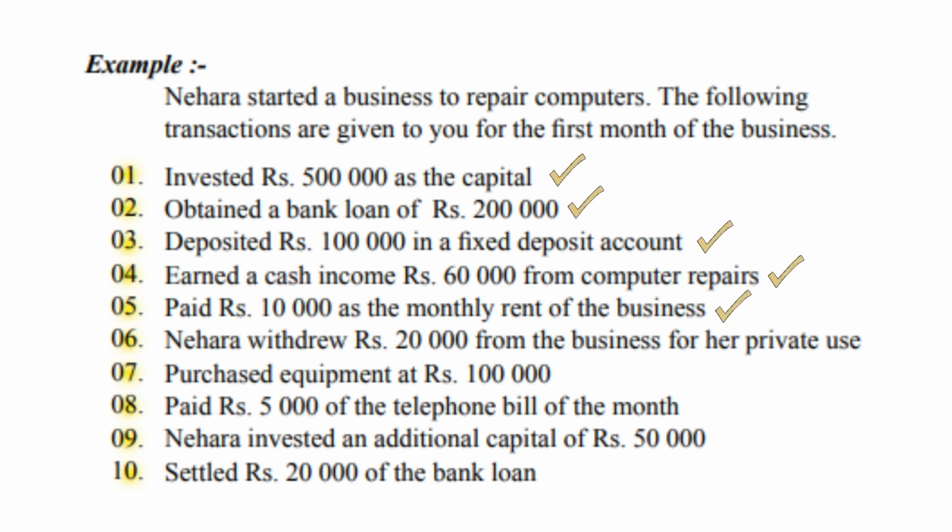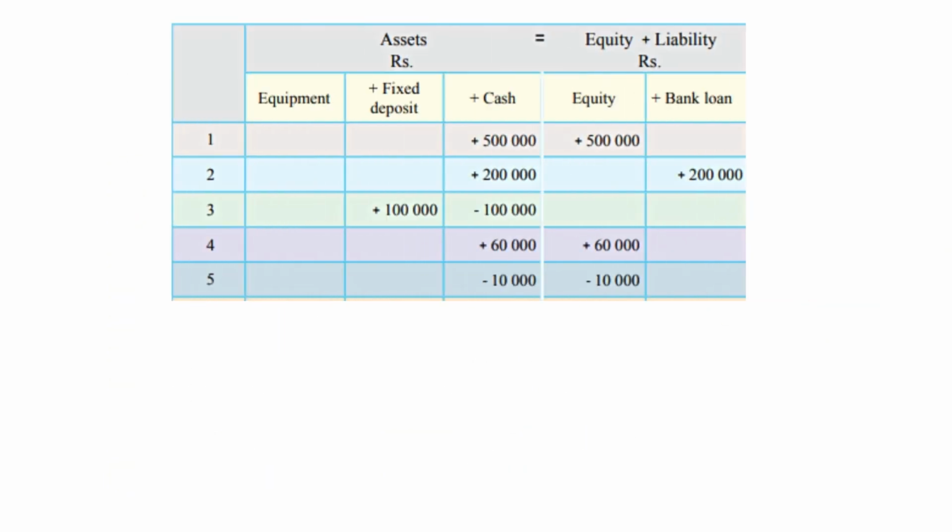Next, paid rupees 10,000 as the monthly rent of the business. So here 10,000 is taken from cash and monthly rent is paid. Therefore here 10,000 is deducted from cash and also equity. So both sides are equal.